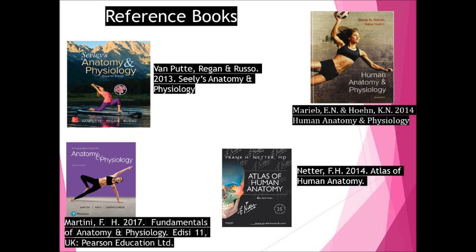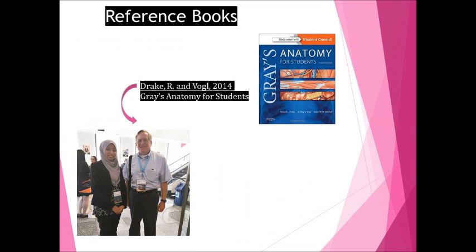Therefore, for this course, here are some recommendations of reference books. However, you can also get extra informations related to human anatomy from other sources that you prefer. And here is another one of the reference book, which is Gray's Anatomy. As you can see in the photo, that is Professor Richard Drake, who is one of the authors for this book.